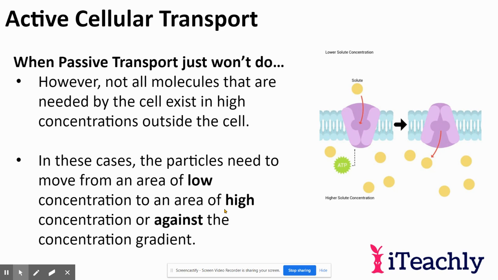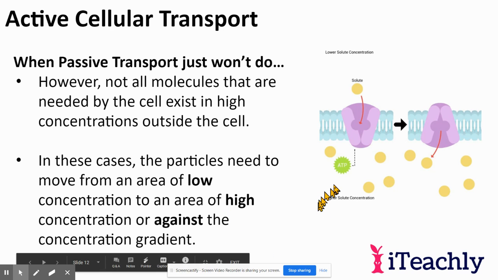So the way you can think about passive transport is it's flowing downstream, right? So if you get in the water and you just sit there, you're going to flow downstream. So that's passive transport. Active transport would be swimming upstream. So it takes energy, and that energy will be in the form of ATP.